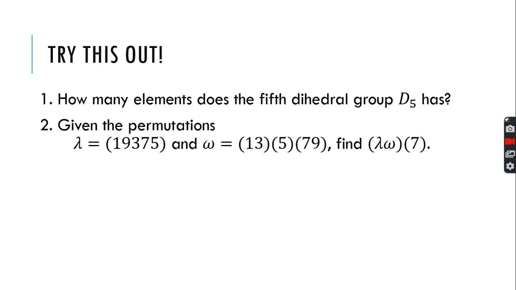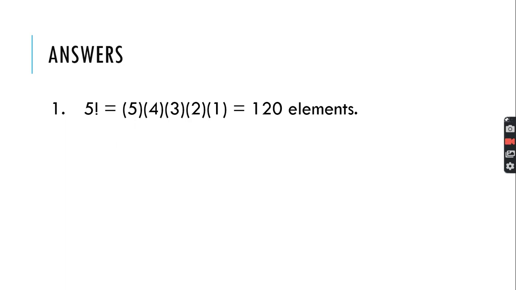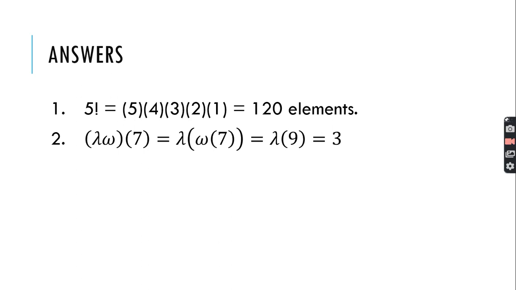Now let us proceed to the answers. For number 1, there are 5 factorial elements, which is equal to 5 times 4 times 3 times 2 times 1, which is 120 elements. For number 2, lambda omega of 7, applying permutation multiplication, that is equal to lambda of omega of 7. Omega of 7 is 9, and lambda of 9 is 3.